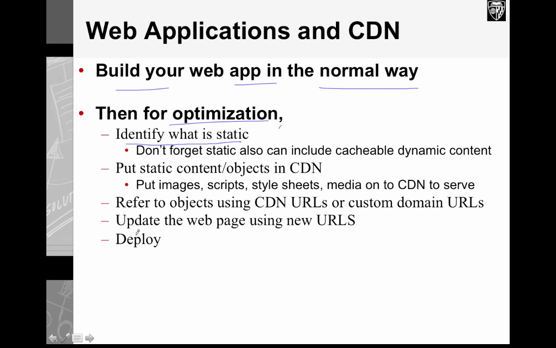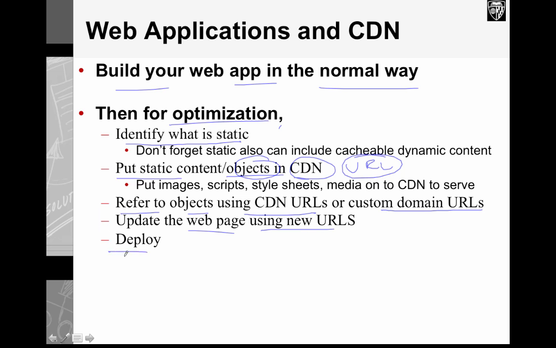You take this static content and put it as objects in the CDN. In CDN terminology, they call them objects. And each object has a unique reference key, which is really the URL. So you put this content in the CDNs, and then you refer to these objects using the CDN URLs. The CDNs themselves will give you a URL to represent these contents. Either you can use the CDN URLs or you can use custom CNAME, custom domain URLs. And then finally, you update your web page to use these new URLs, and then you deploy.